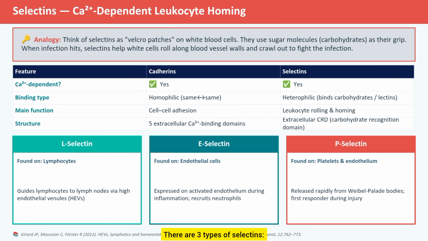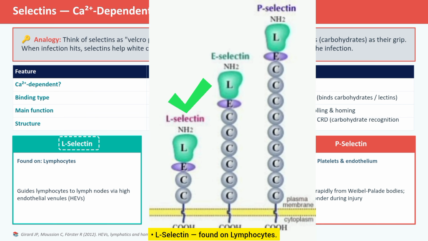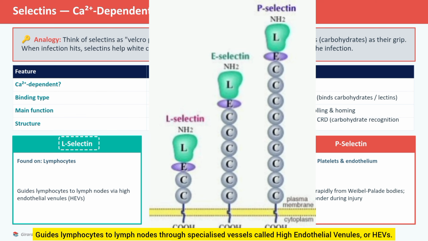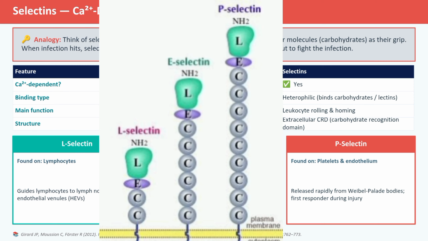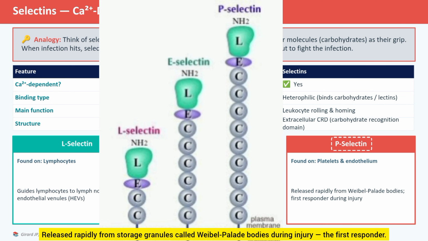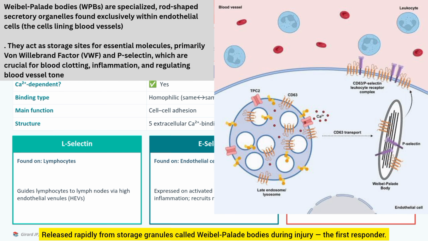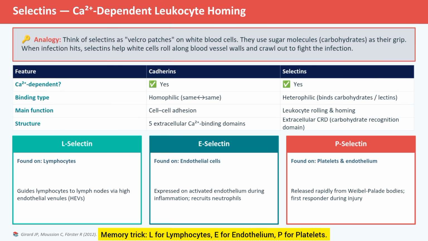There are 3 types of selectins. L-selectin, found on lymphocytes, guides lymphocytes to lymph nodes through specialized vessels called high endothelial venules, or HEVs. E-selectin, found on endothelial cells, expressed during inflammation to recruit neutrophils. P-selectin, found on platelets and endothelium, released rapidly from storage granules called Weibel-Palade bodies during injury, the first responder. Memory trick: L for lymphocytes, E for endothelium, P for platelets.